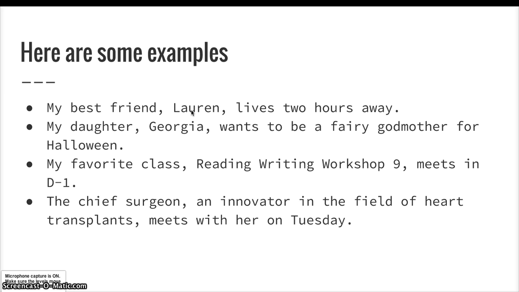So in this sentence, the appositive just gives us some extra information, a nice little detail that my reader might need to know. Let's look at the second one. My daughter, Georgia, wants to be a fairy godmother for Halloween. My daughter, Georgia is the appositive, wants to be a fairy godmother for Halloween.